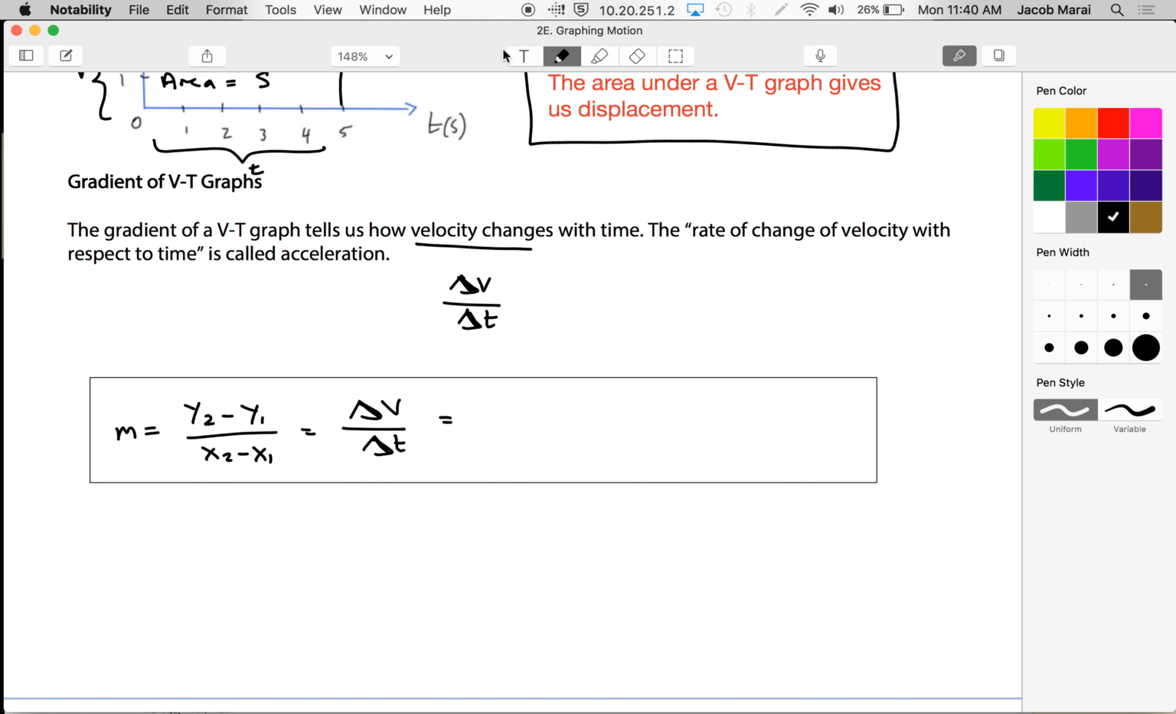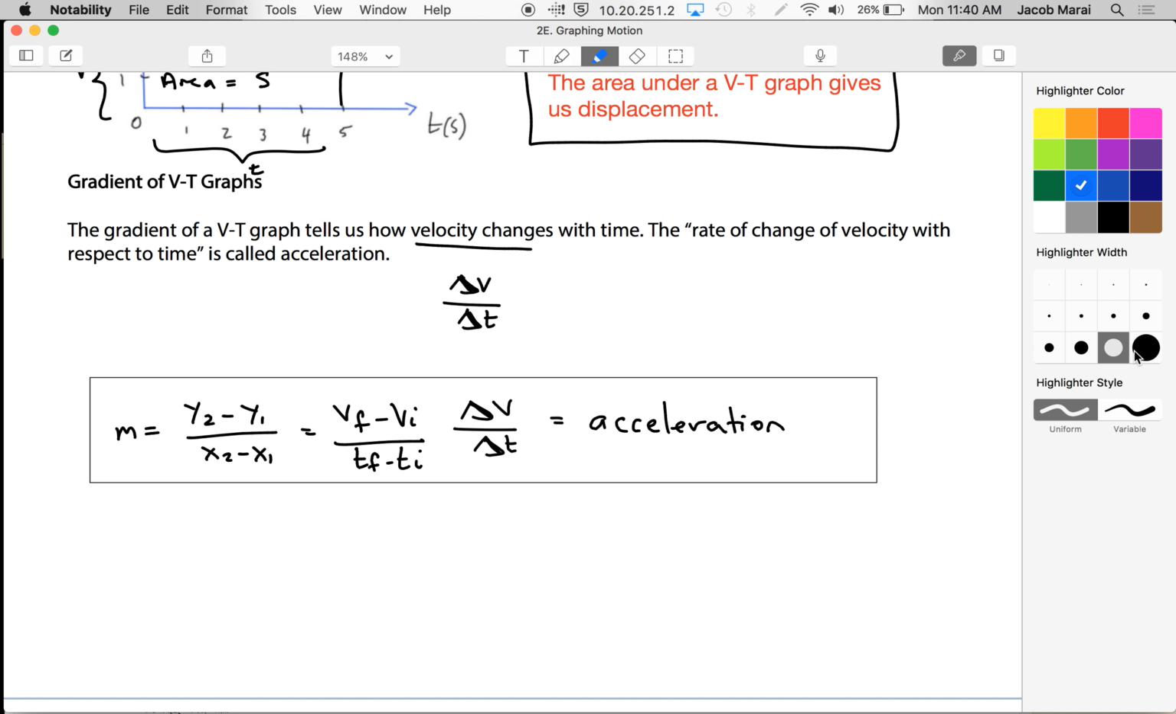Well, in fact, I'm going to just shift him out. We could write V final minus V initial over T final minus T initial. Acceleration. So my laptop is struggling a little bit. Whenever my handwriting goes messy, it's because the laptop is struggling because it's screen capturing at the same time.